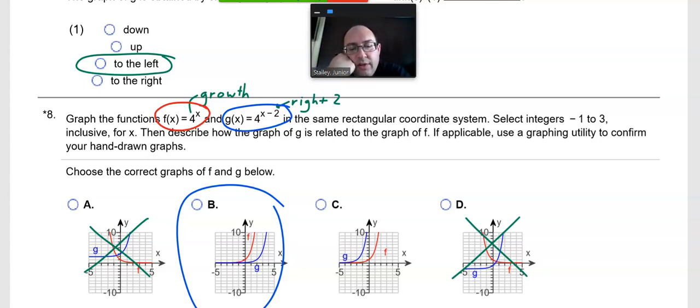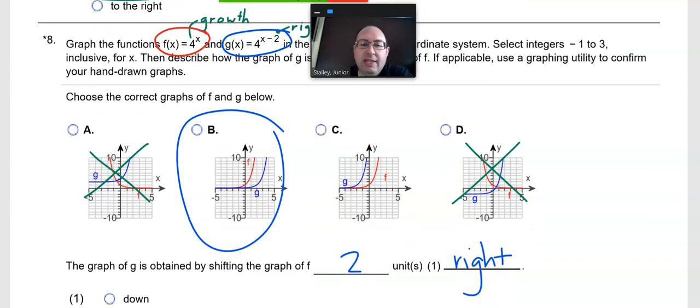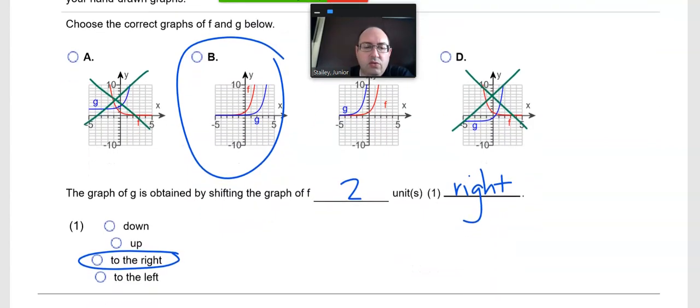So the red one is the normal one. Then we are moving to the right 2 units. That x minus 2 in the exponent is right 2 units. So it is going to be letter B. Letter choice B. We got rid of A and D because they had one exponential growth, one decay. It's not going to happen, folks. Not when you're just shifting things left, right, and up and down. So this is definitely 2 units to the right.